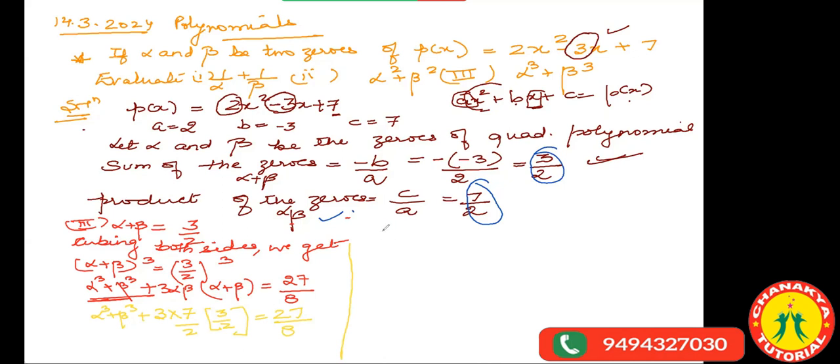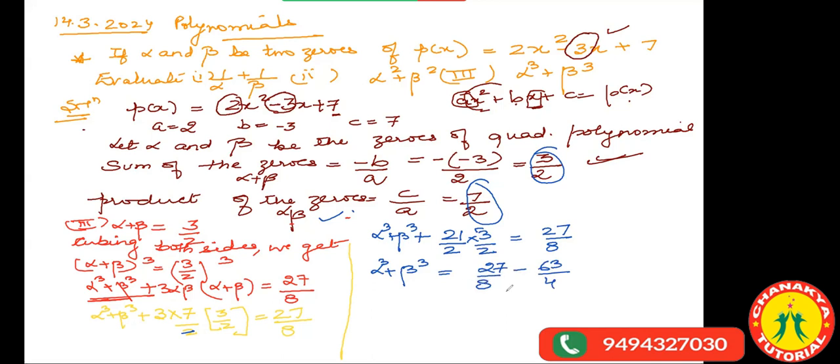So alpha cube plus beta cube plus 3 cancel. This is 7 by 2, so 7 3s are 21 by 2 into 3 by 2 is equal to 27 by 8. So now alpha cube plus beta cube will be equal to 27 by 8 minus 63 by 8.